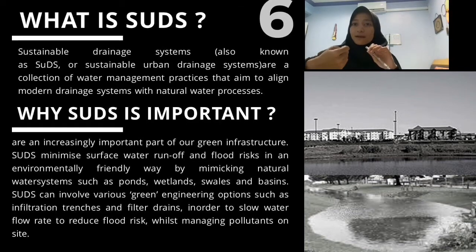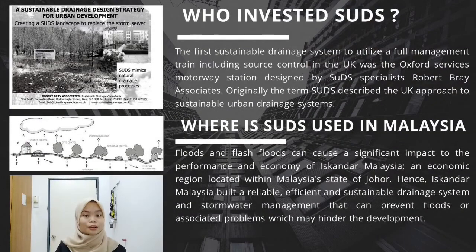ponds and basins. Did you know the first sustainable drainage system to utilize a full management train, including source control in the UK, was the Oxford Services Motorway Station designed by SUDS specialist Robert Bray Associates.